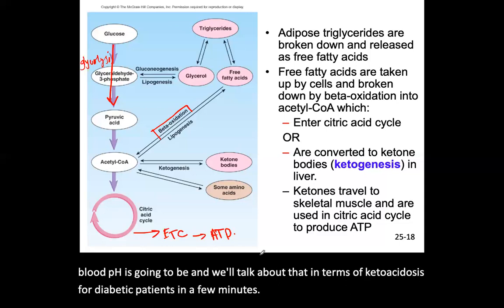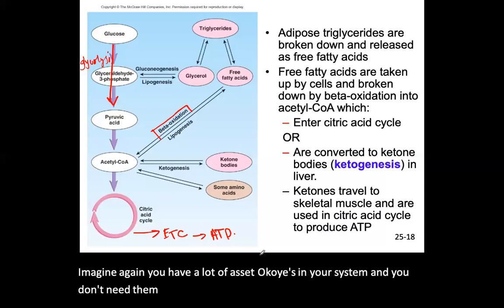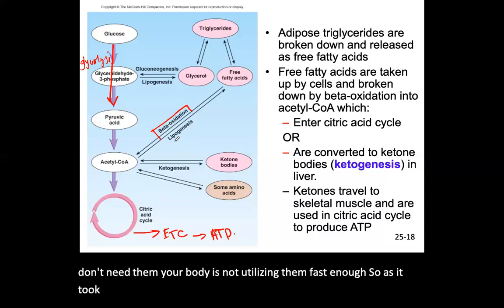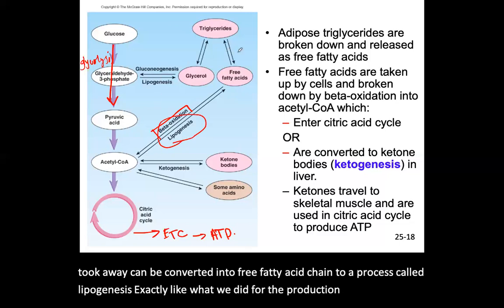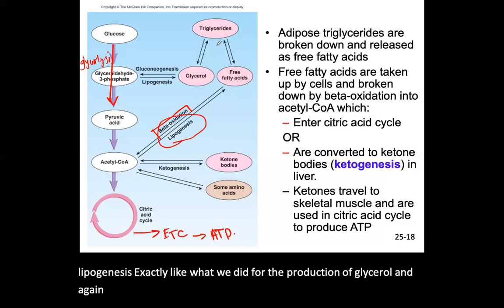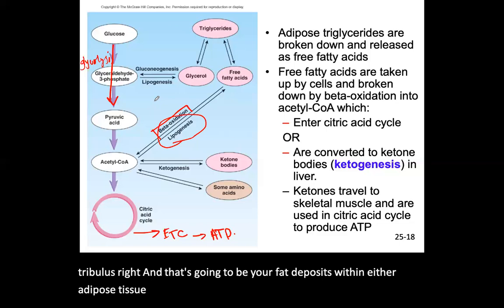Now, imagine again, you have a lot of acetyl-CoAs in your system and you don't need them. Your body is not utilizing them fast enough. So acetyl-CoA can be converted into free fatty acid chains through a process called lipogenesis, exactly like what we did for the production of glycerol. And again, fatty acid and glycerol can be combined together to form your triglyceride, and that's going to be your fat deposits within either adipose tissue, your liver, or your muscle.